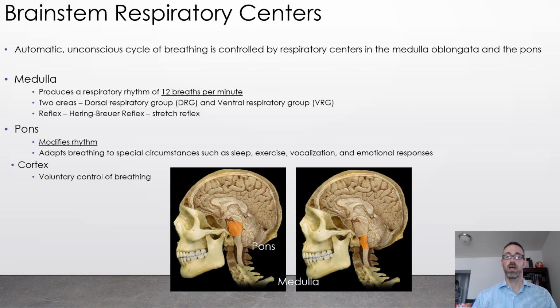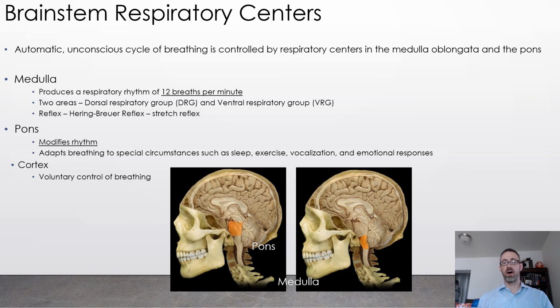If you're singing, if you're having an emotional response, the pons then communicates with the dorsal respiratory group, the DRG, and the VRG to coordinate how the breathing patterns have to take place in order to carry out that particular function. So it's a modifier.